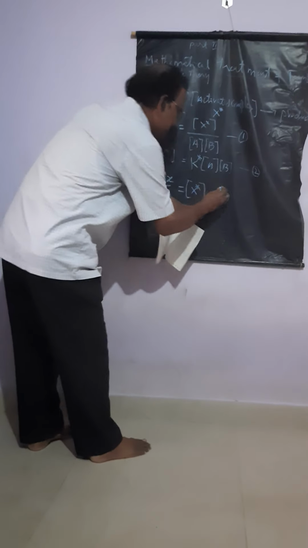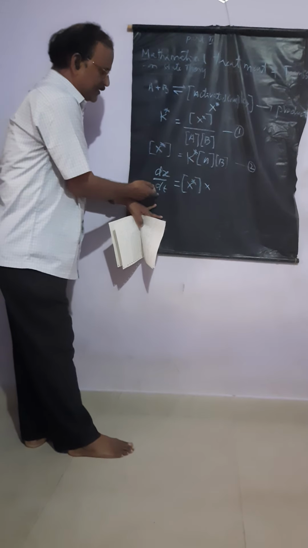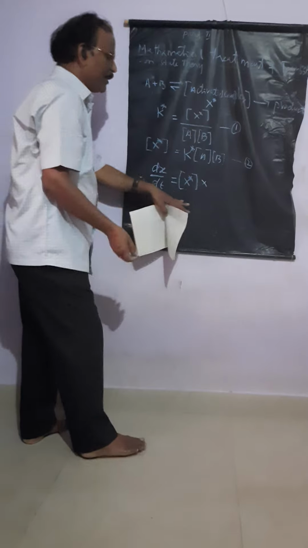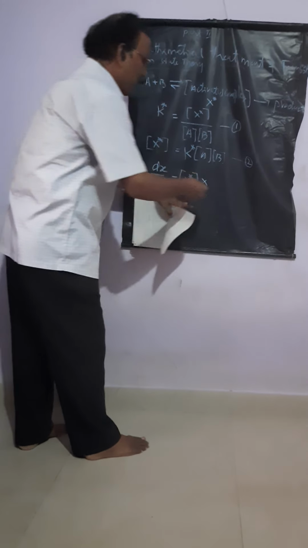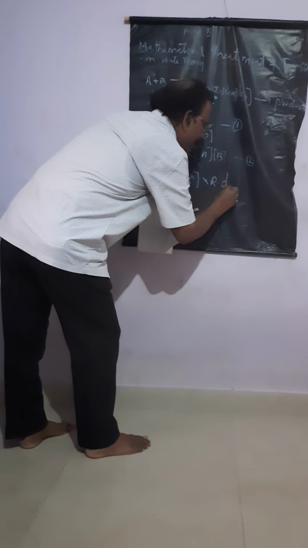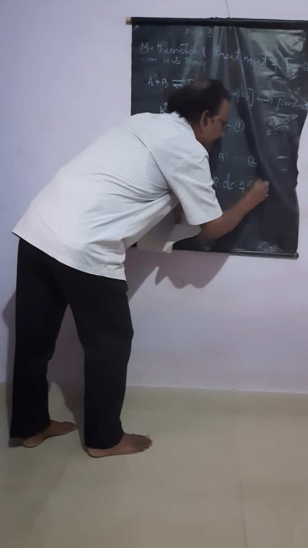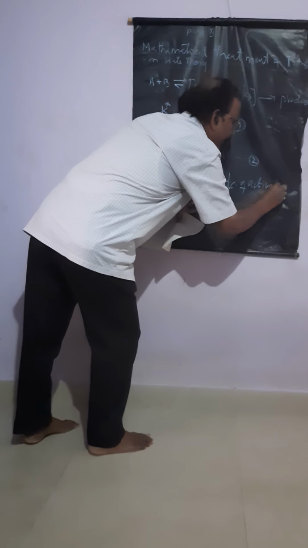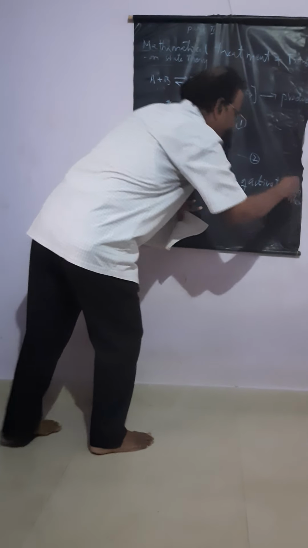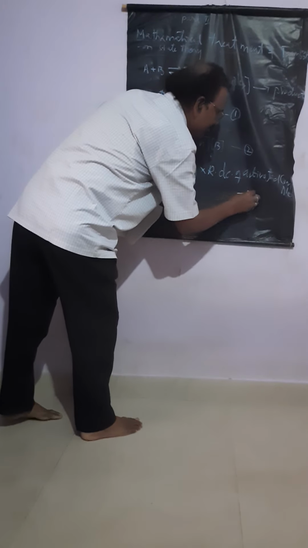That is, dx by dt, the rate of a chemical reaction, is given by the concentration of the activated complex multiplied by the rate of decomposition of the activated complex. Say this as equation number 3.